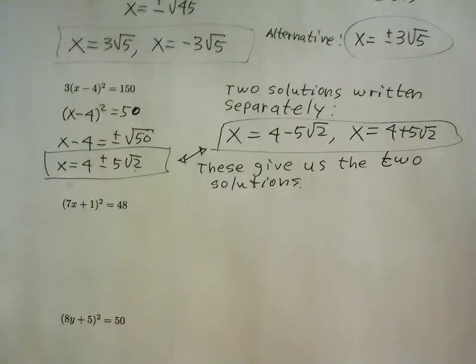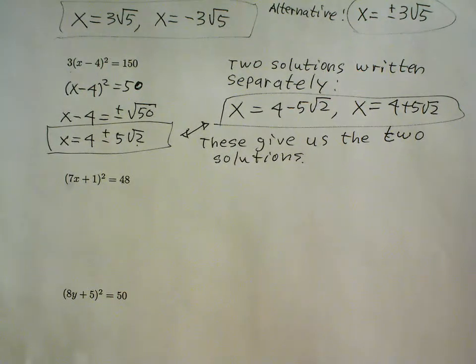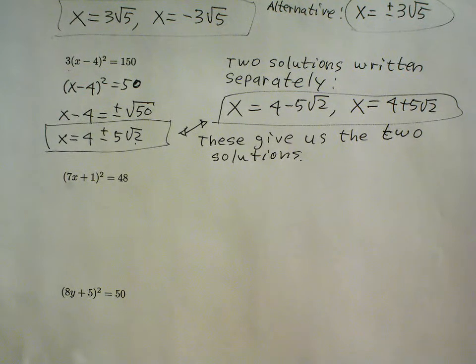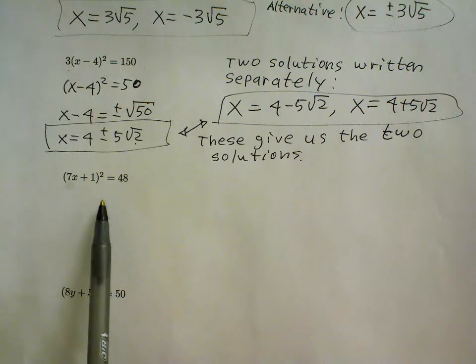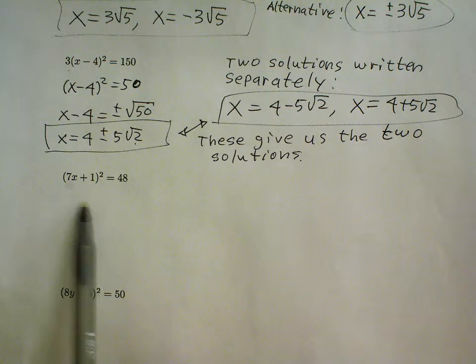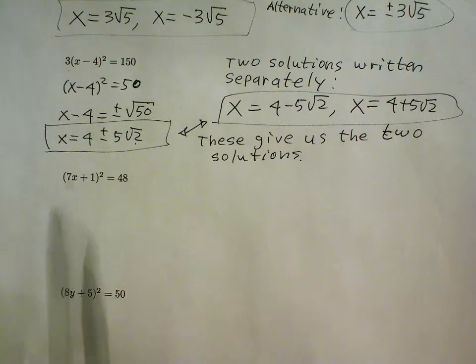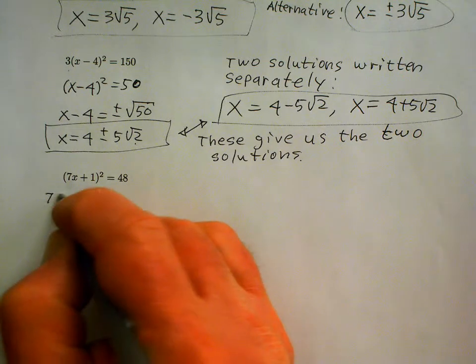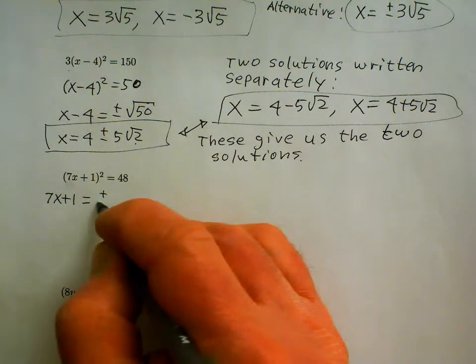All right, the next one. This is a little bit different than what we've seen. We have the binomial (7x + 1) squared equals 48. So it's all set up to apply the square root property. So the first step, we can write 7x + 1 equals positive and negative square root of 48.